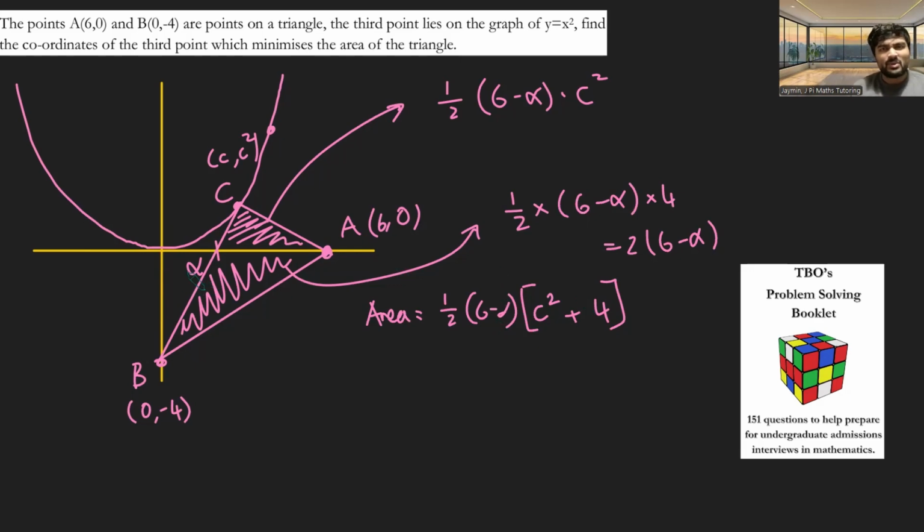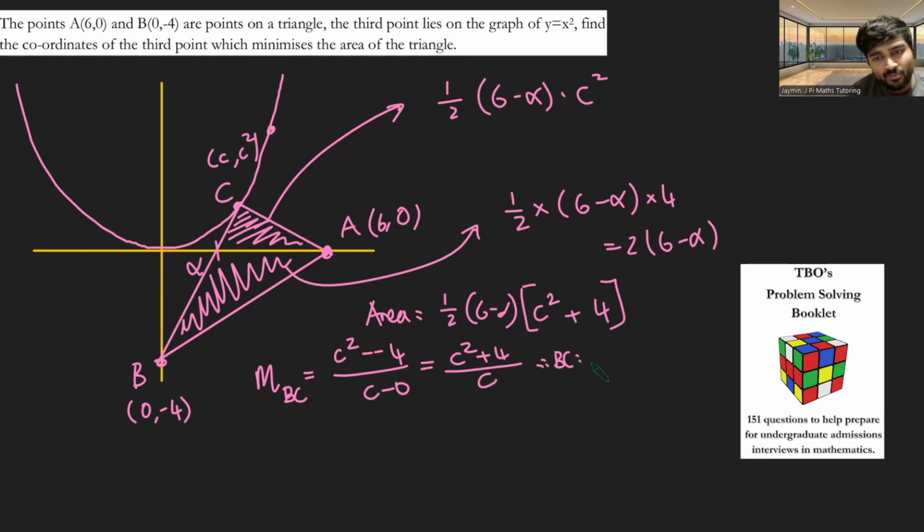So maybe I need to work out the coordinates of alpha in terms of c. That's not too difficult to do. We can just consider this line BC. How do I work out the equation of this line BC? Well, I first need to find its gradient. The gradient of BC is change in y divided by change in x. So that's (c squared minus 4) over (c minus 0), which is (c squared plus 4) all over c. And so the line BC is going to have equation y plus 4 equals (c squared plus 4) over c times x. Great, so that there is the equation of BC.